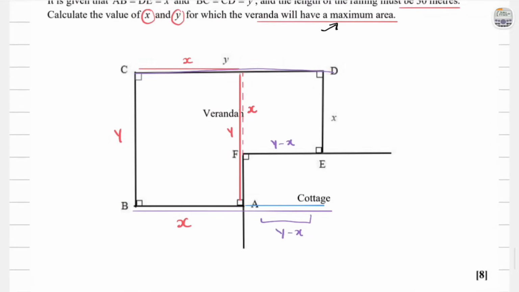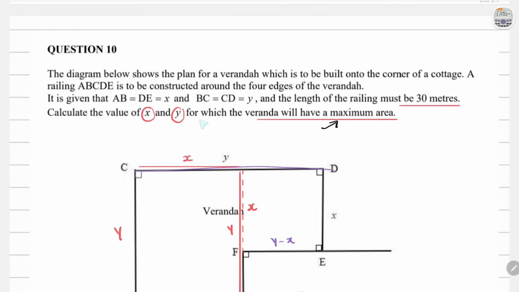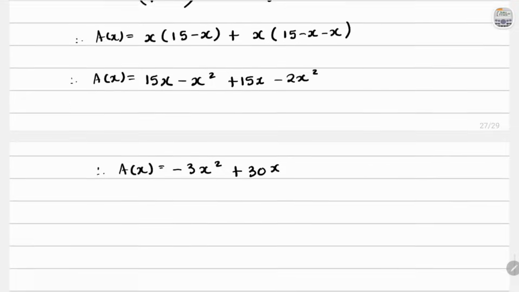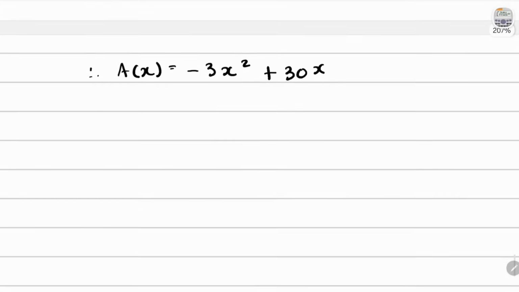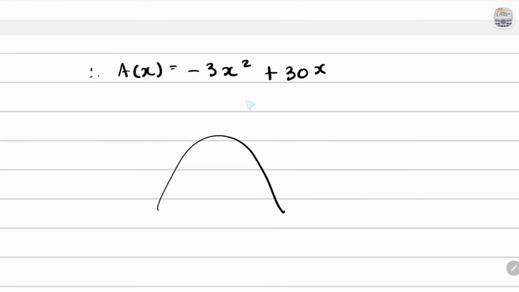We're specifically asked to find the value of x and y for which the veranda will have a maximum area. So we're trying to find out the value of x and y for which this will be a maximum. And right now, this is already a parabola. It's a concave down parabola. To find that maximum, we're trying to find out where the gradient is equal to 0. So the gradient of this function will be equal to 0. And that's really what we're trying to do.